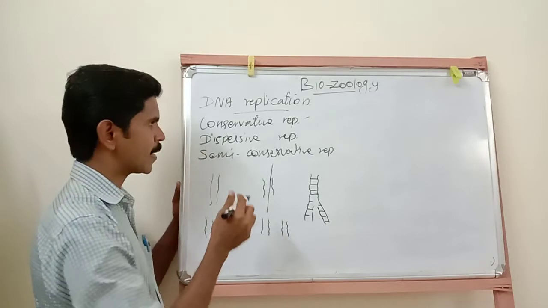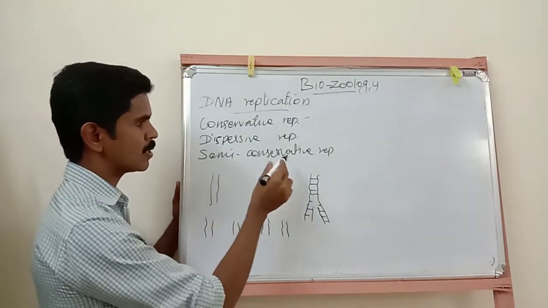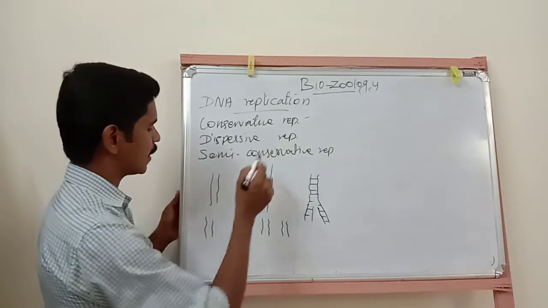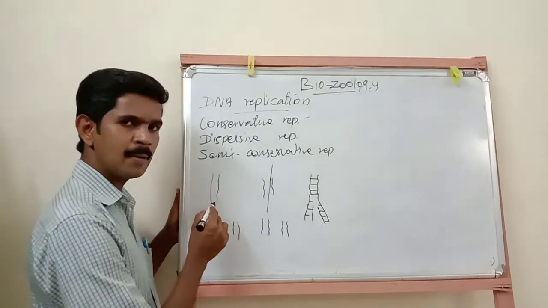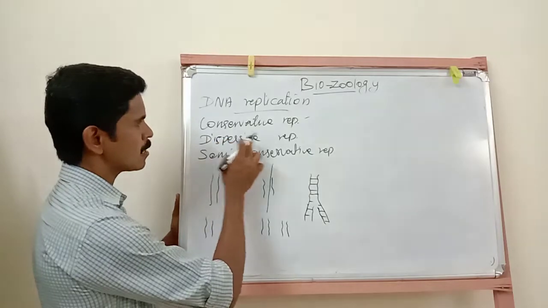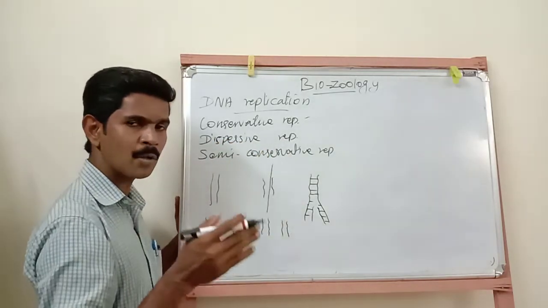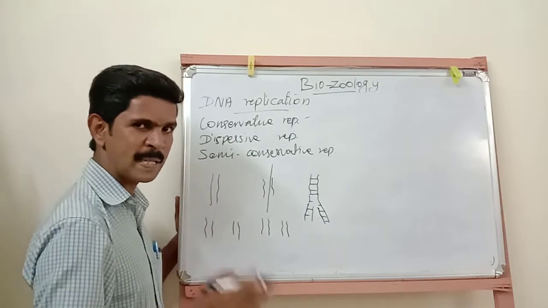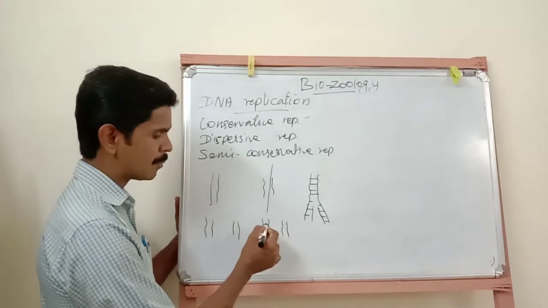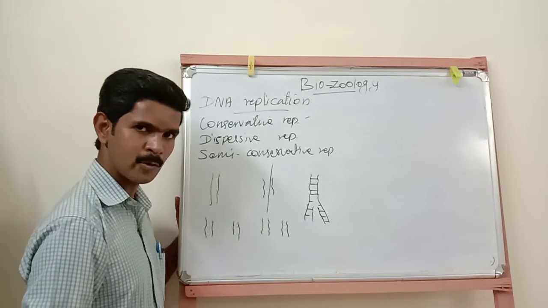So listen, in the DNA replication process there are three types of replication process: conservative, dispersive, and semi-conservative. In the conservative replication process, from a single DNA molecule, entirely new DNA molecules are produced. In the dispersive replication process, the DNA molecule is first broken into fragments or pieces. This fragment synthesizes a new strand, and this fragment also synthesizes a new strand.